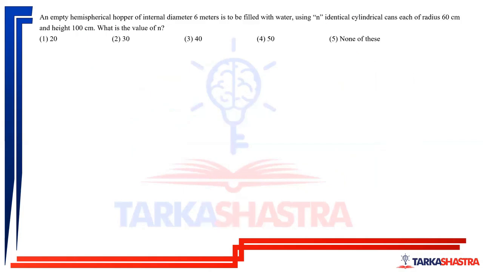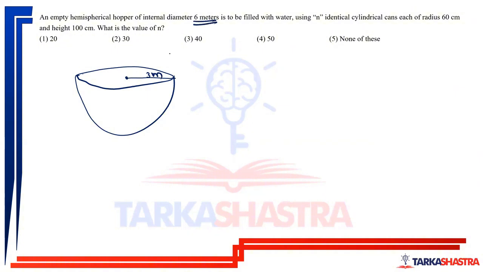Next, an empty hemispherical hopper of internal diameter 6 meters is to be filled with water using n identical cylindrical cans, each of radius 60 centimeter and height 100 centimeter. What is the value of n? So there is an empty hemispherical hopper of diameter 6 meters. So radius will be 3 meters or 300 centimeters. It is to be filled with n identical cylindrical cans. So there are n cylindrical cans and we have to fill these here. What is the value of n?